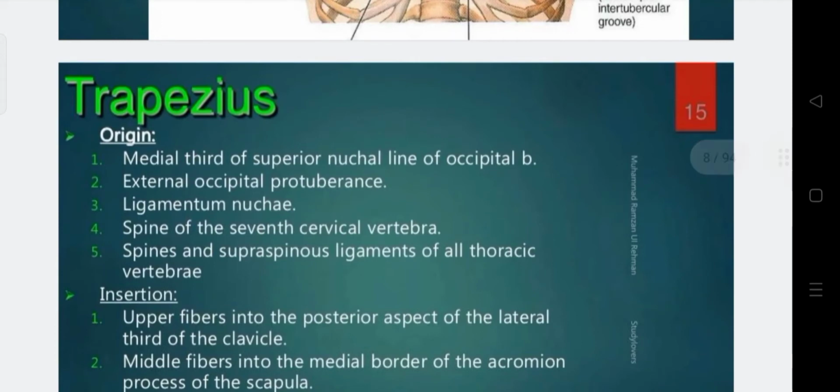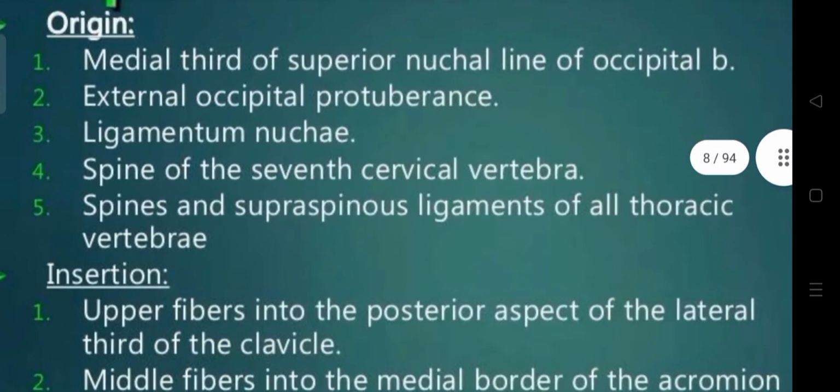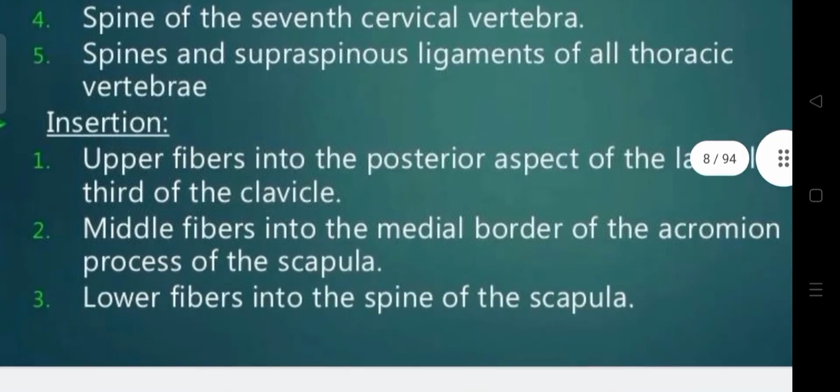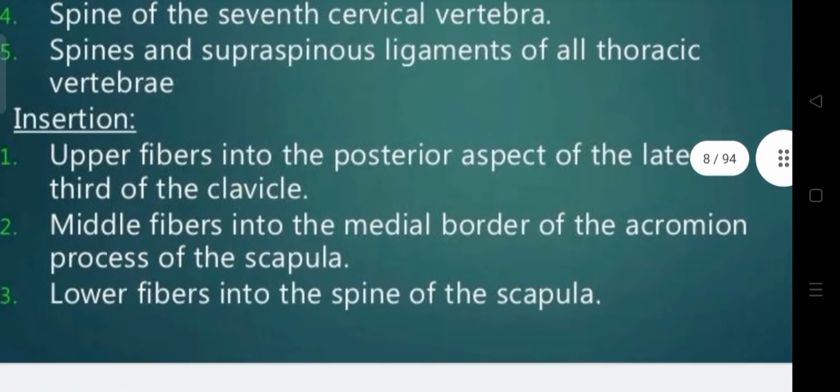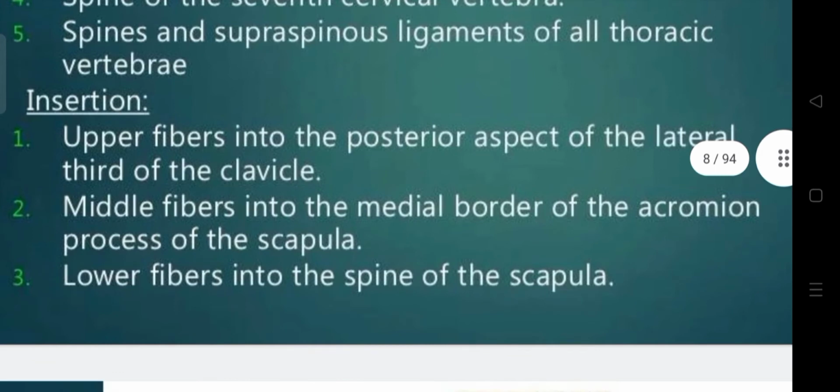Next muscle is the large muscle. It is trapezius. It arises from the medial third of the superior nuchal line of the occipital bone, external occipital protuberance, ligamentum nuchae, spine of the seventh cervical vertebra, spine and the supraspinous ligaments of all the thoracic vertebra, and it's inserted, the upper fibers into the posterior aspect of the lateral third of the clavicle, middle fibers into the medial border of the acromion process of the scapula, lower fibers into the spine of the scapula.